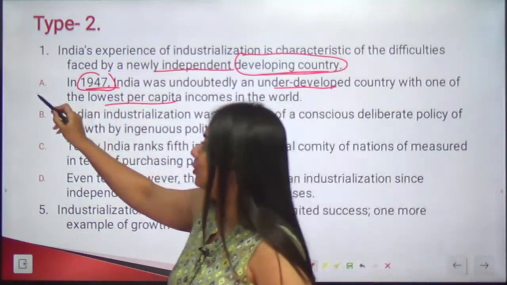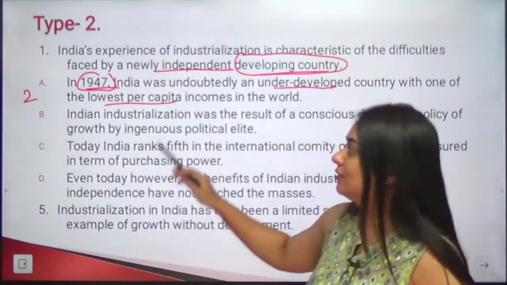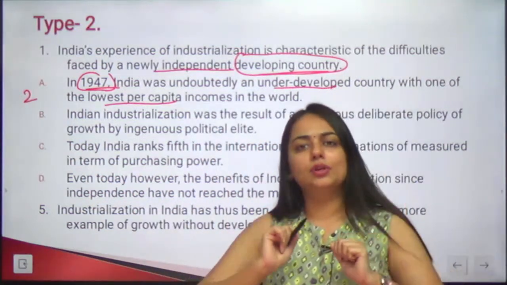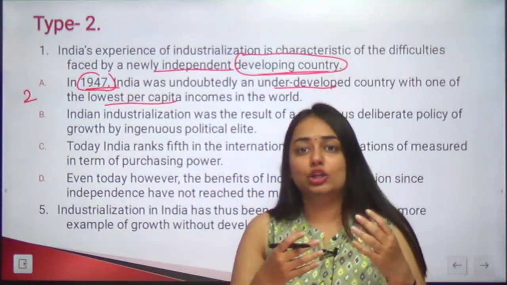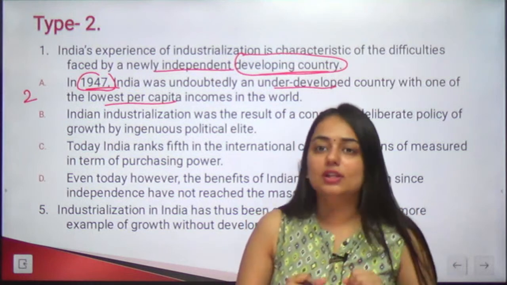So yes, this should be the second sentence, because the first sentence gave you a general idea that I'm going to discuss industrialization and India as a developing country. Then he showed you the picture of India in 1947.